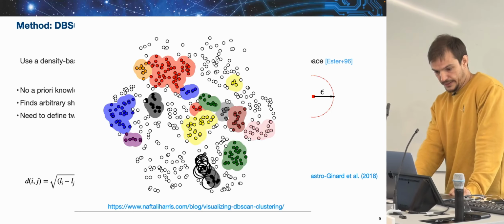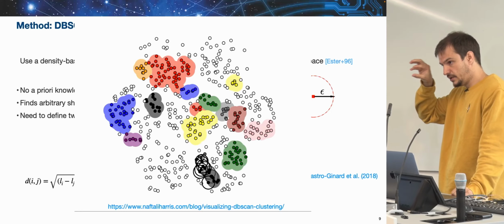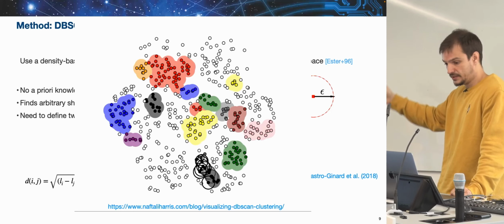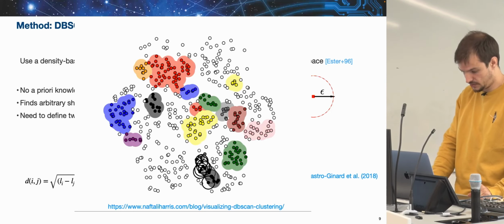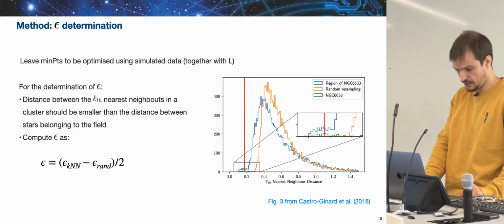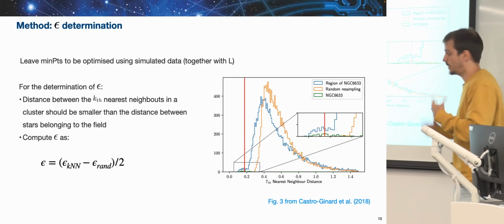Okay, so the L, which is the size of the little areas where we are running the DBSCAN, plus the minimum number of points, is going to be optimized using a simulation. So I will not talk about this now. I will talk about the determination of this epsilon value, which is automatically done in each area.